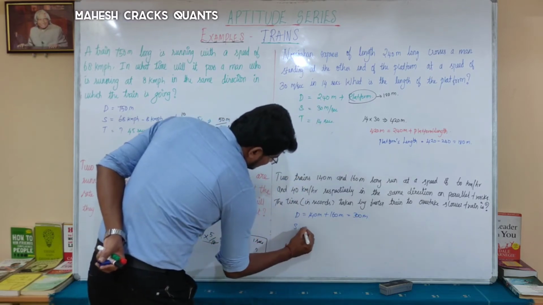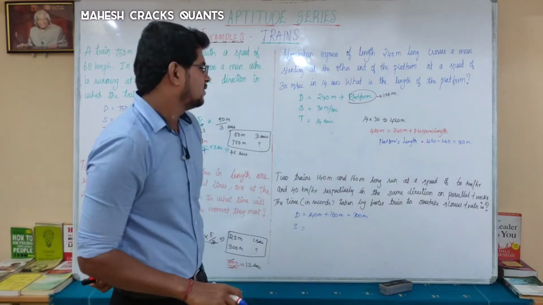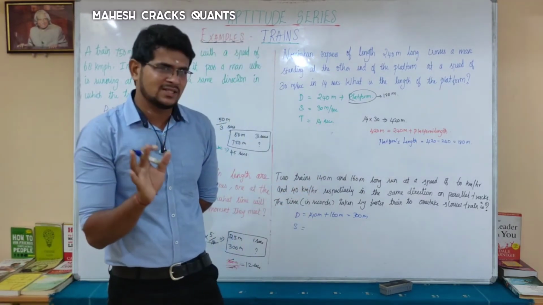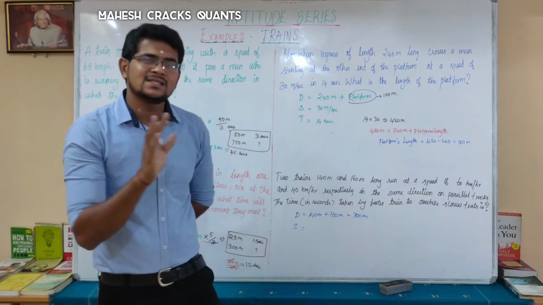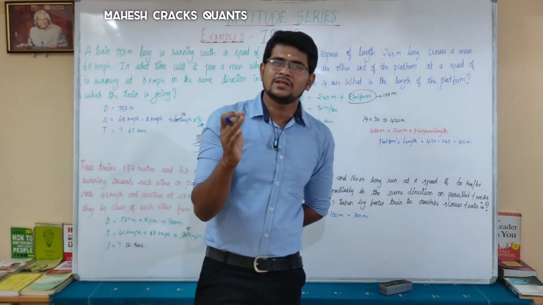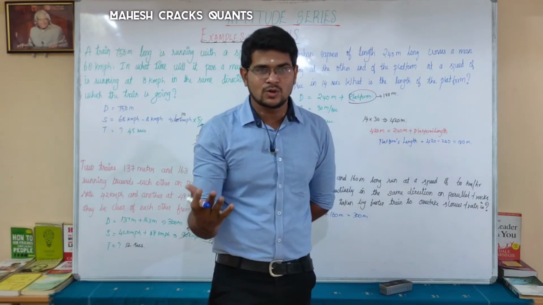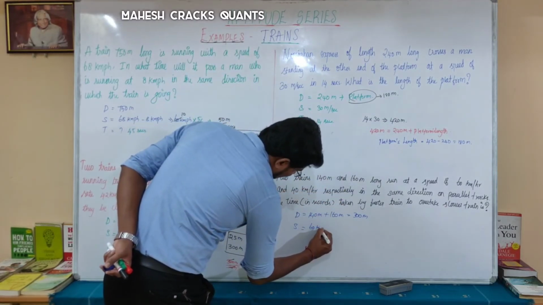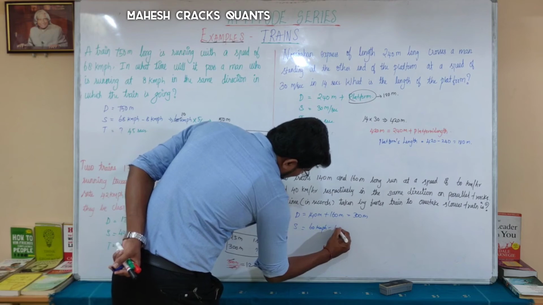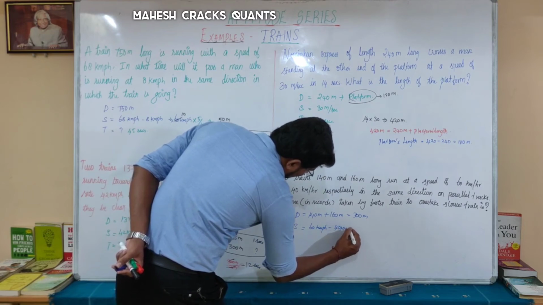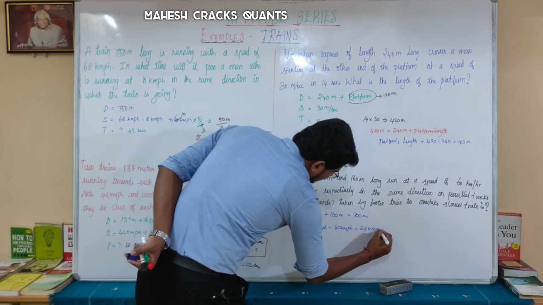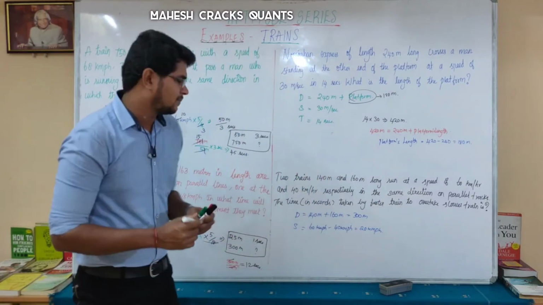Time taken: two speeds are there. So whether both are running in the opposite direction or the same direction is what matters here. Here both are running in the same direction. Same direction means relative speed is faster train minus slower train. What is the faster train here? 60 km per hour minus 40 km per hour will give you 20 km per hour. So the relative speed is 20 km per hour.